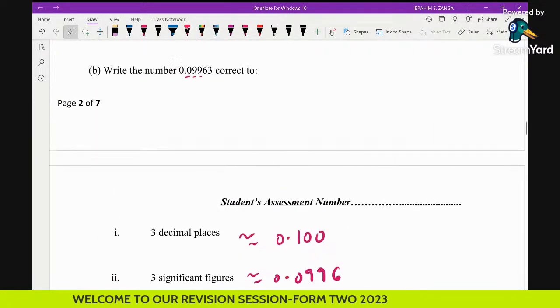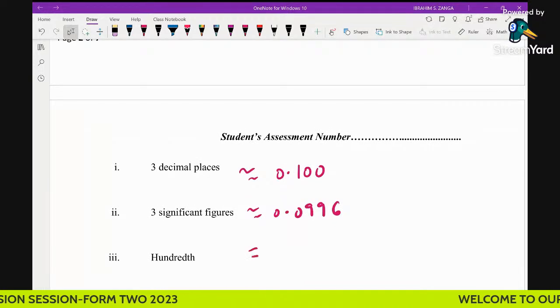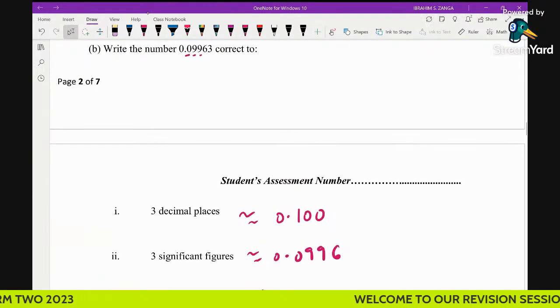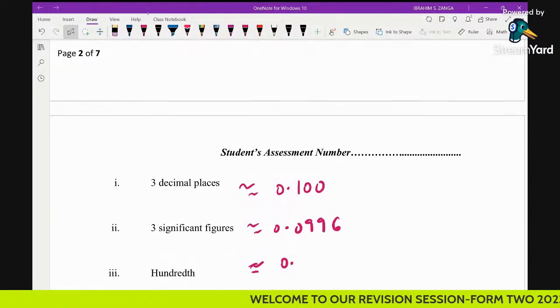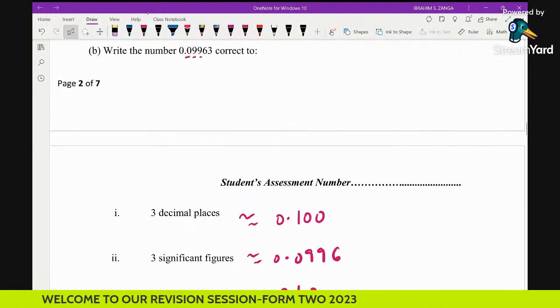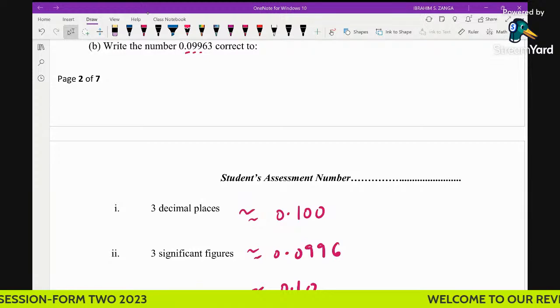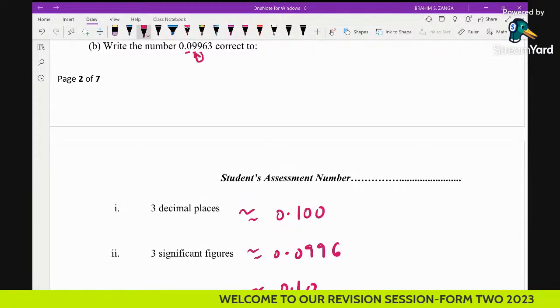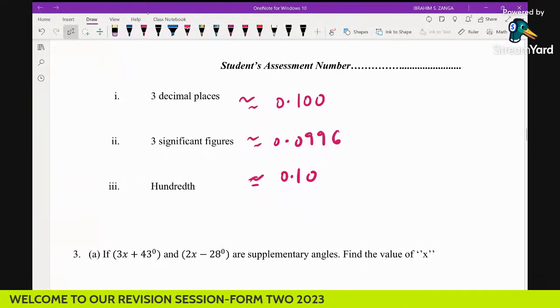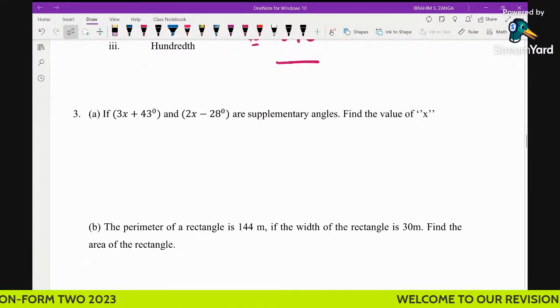For hundredth, it is approximately equal to 0.10, because we're going to add 1 to the 9 over here. So the target, you can see here, we have to add 1, and it will again be 0.10, dear students. So that is the solution for question number 2.